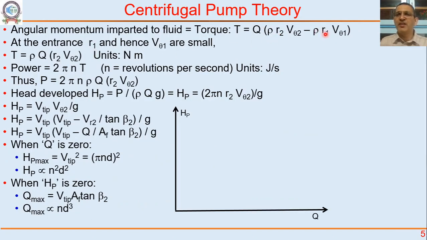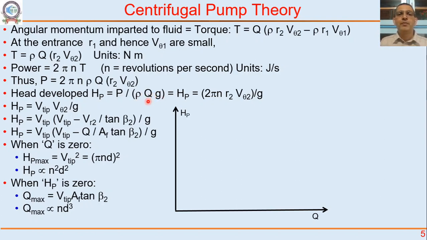Now since R1 is very small, correspondingly R1 V theta 1 is very small as compared to R2 V theta 2. So torque we are going to say is rho multiplied by Q multiplied by R2 V theta 2. And power that is imparted to the fluid is nothing but 2 pi n multiplied by the torque, and n is number of revolutions per second. So power is now going to be 2 pi n multiplied by this torque rho Q R2 V theta 2. So the head that is developed by the impeller, or head that is imparted to the fluid, is nothing but power divided by rho g Q.